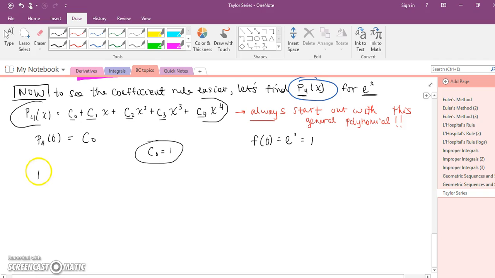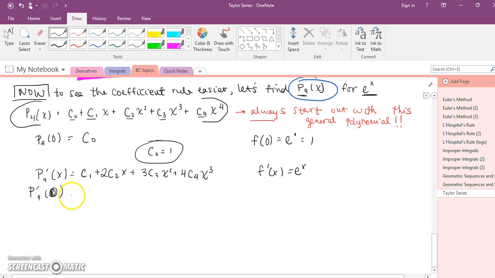p prime sub 4 of x was c1 plus 2c2 of x plus 3c3x squared plus 4c4x cubed. f prime of x is e to the x. p prime sub 4 of 0 is, all of these zero out. Any term with x zeros out, so it is just c sub 1. f prime of 0 is e to the 0, which is 1. c sub 1 equals 1.